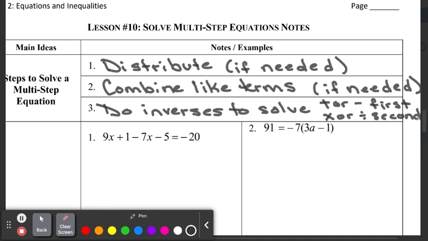The last step is to do inverses or opposites to solve for your variable. And remember, you do add or subtract first, and then you do multiply or divide last to get the variable by itself. So we're going to run through these.